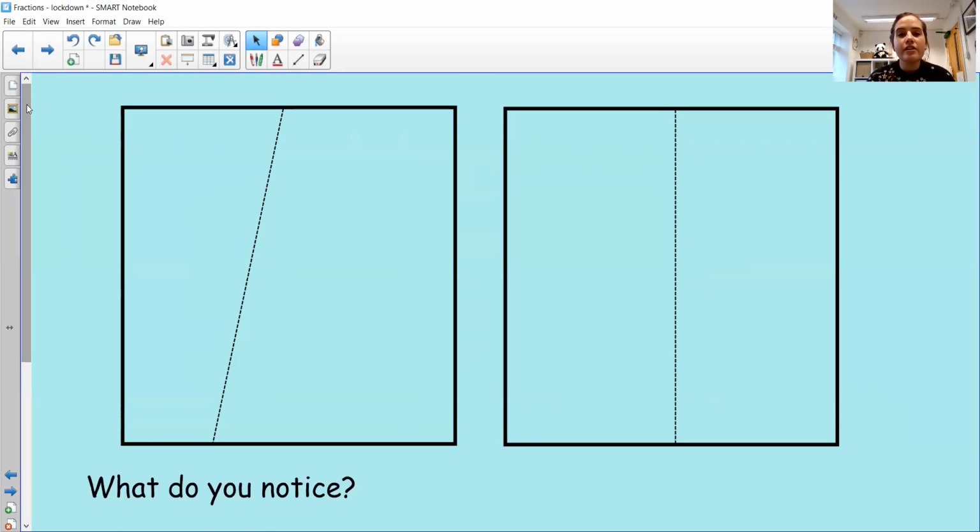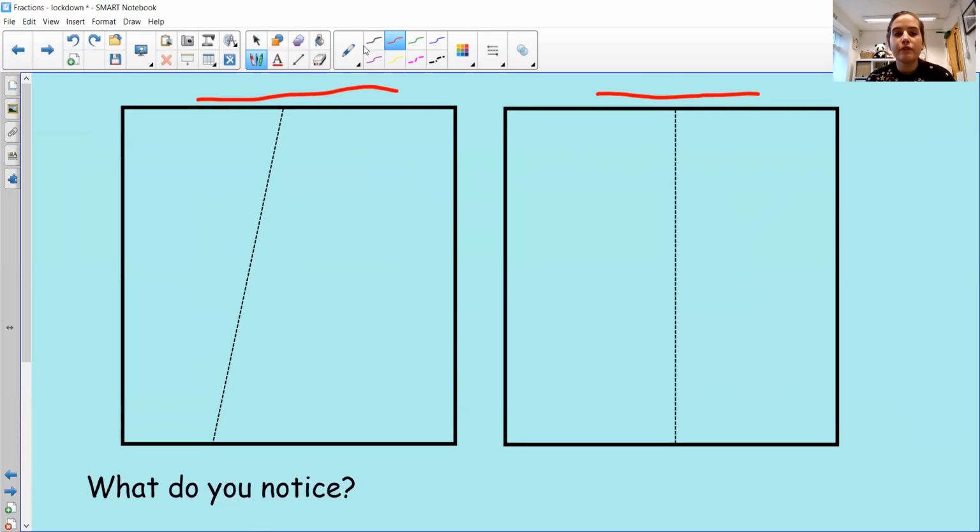Yeah, so we could say that things that are the same is that they are both squares and they are both equal. They're both the same size. They both have the same amount of sides, the same amount of vertices. Okay, what is different? So I've used that word equal. The sides are equal. But what's different about this area in between?